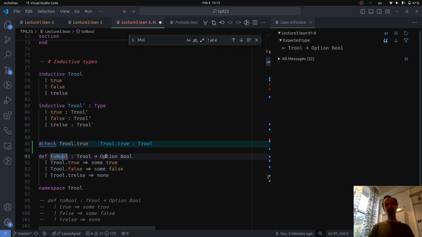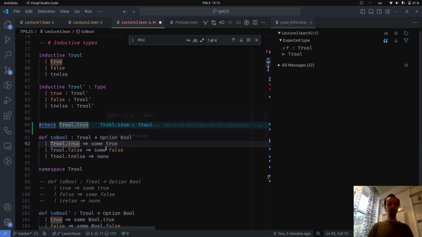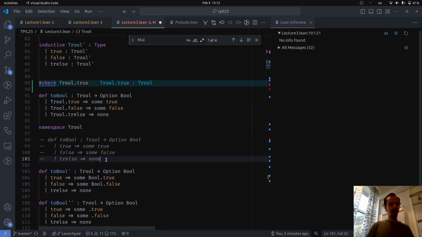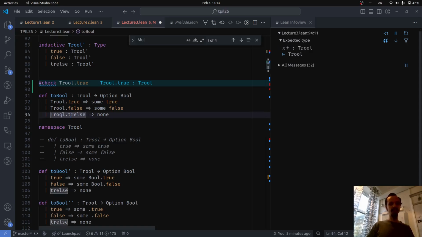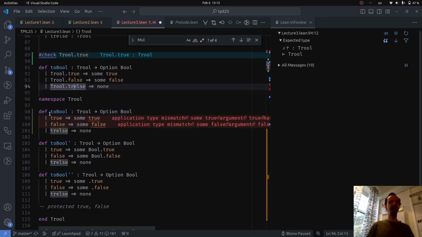In this case, I'm going to turn it into a bool, but there's one of them that's sort of weird, so we're going to use an option bool. True maps to true, false maps to false, and false maps to none. Okay. And there's a couple other ways we can write this. Now this True dot true part is a bit annoying, so if we want to get rid of that, we can do the same thing inside the body of the namespace.